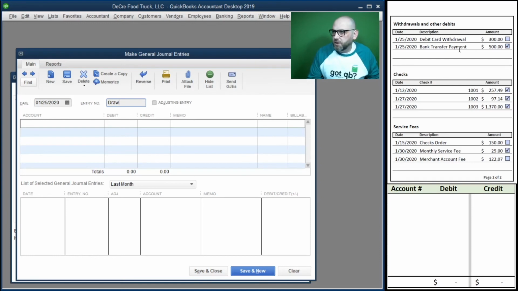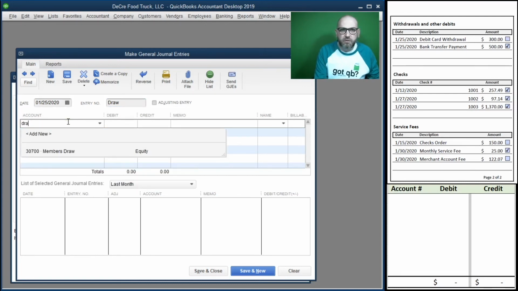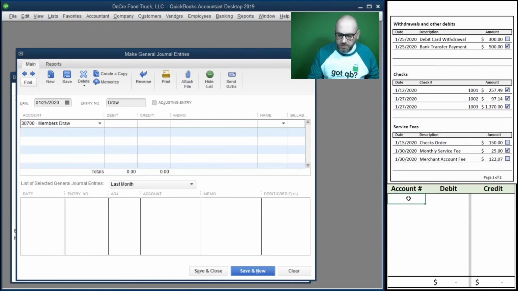All right, so we have a withdrawal of $300. That's where the owner just took some money out because they needed it for personal reasons, so that's going to be our withdrawal. So that's member draw account. That's essentially an equity account. It reduces the ownership, right? So in this case, the account is debited. So we're going to go ahead and enter it, and I'll explain in a second.